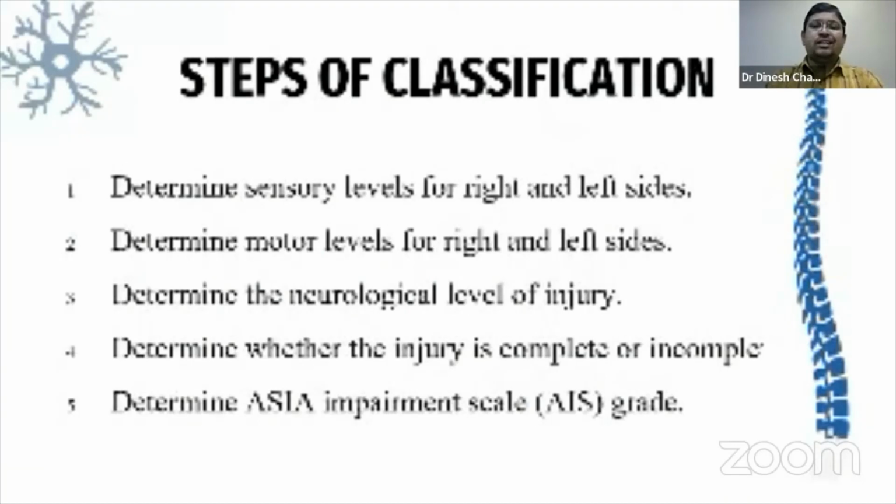What are the steps for classification? First, determine the sensory level for the right and left side. Then determine the motor level, again for the left side and the right side, the level of the lesion impairment. Then determine the neurological level as a whole, both the sensory and motor level of the injury. Then determine whether the injury is complete or incomplete. And according to the ASIA impairment scale, we know what the AIS grade is. That we will also see.